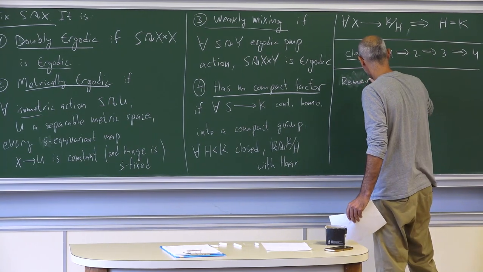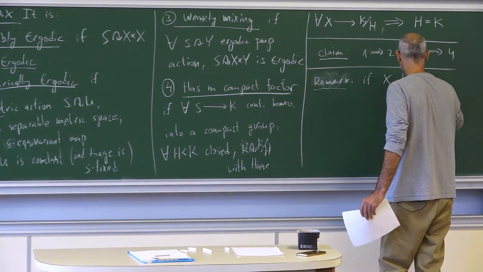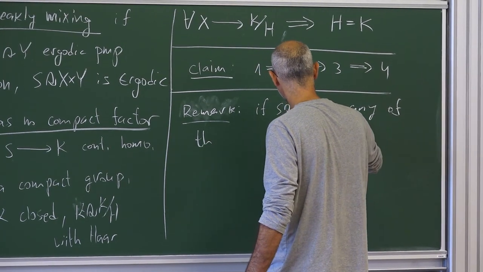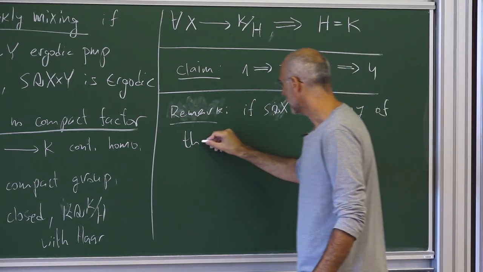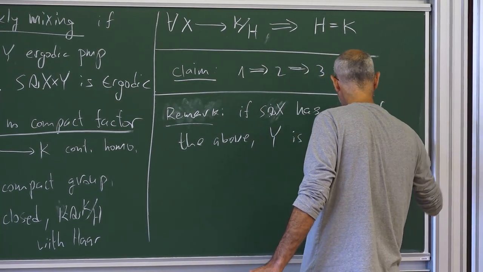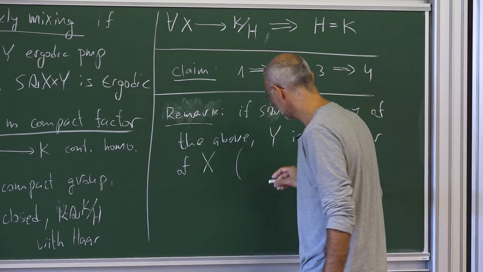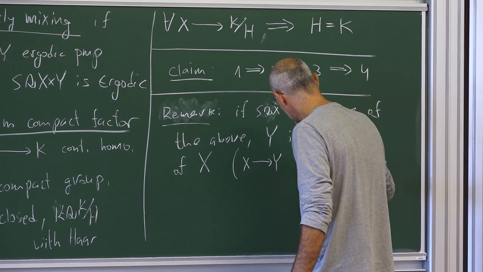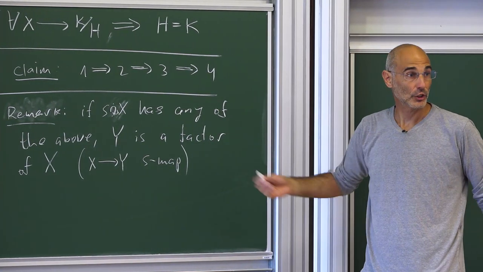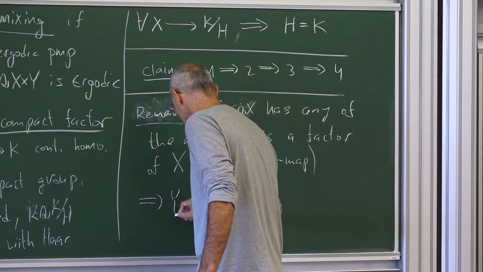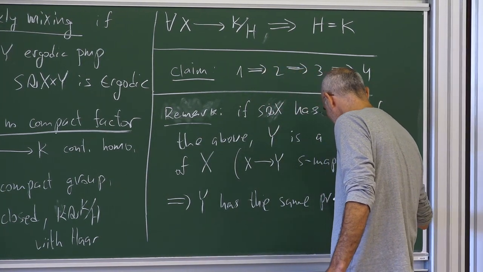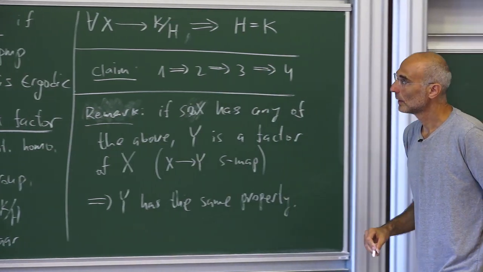I will make a remark. If X has any of the above, by this I mean an action, any of the above, and Y is a factor of X, by this I mean there exists an S morphism of Lebesgue spaces, of Lebesgue actions like that, then Y has the same property. That's easy to see.